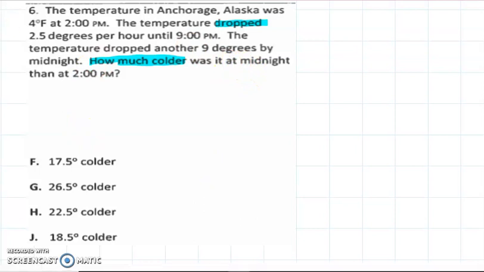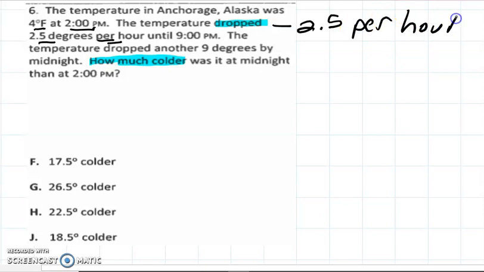And to do that, let's see if we can put some things together here. We know the temperature is at 4 degrees Fahrenheit at 2. We know it dropped 2.5 degrees per hour. So when it drops, that's a negative number. And how much did it drop? Well, 2.5 per hour. So negative 2.5 per hour. Okay, and the question is how many hours? How many hours have passed?